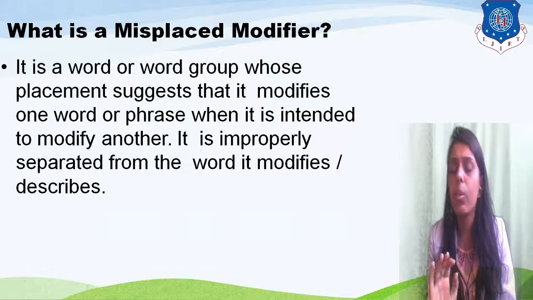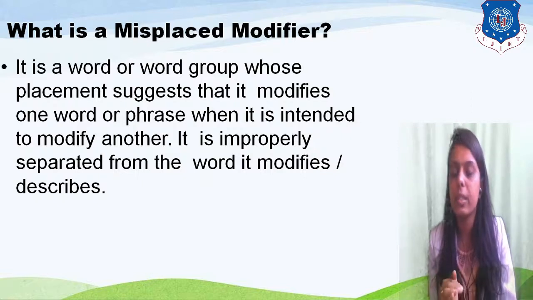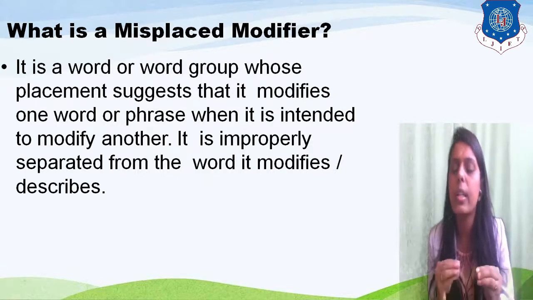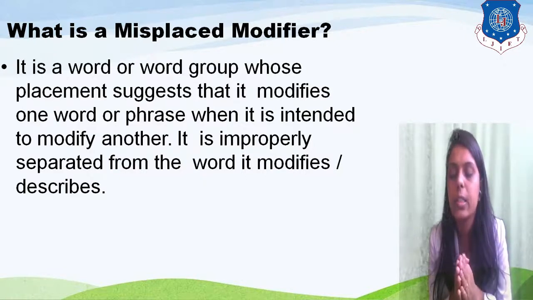Now, what is a misplaced modifier? It is a word or group of words whose placement suggests that it modifies one word or phrase when it is intended to modify another. So actually it should modify some other word or some other phrase, but it is modifying something else. It is improperly separated from the word it modifies or describes. So it is not in a correct position. It is not modifying the correct word or phrase, right? So that is known as a misplaced modifier.